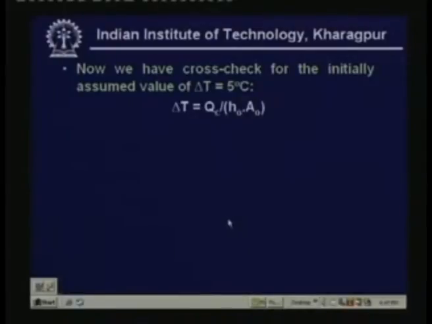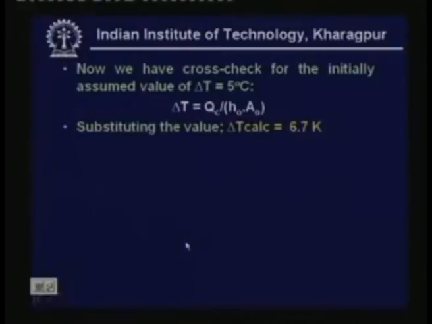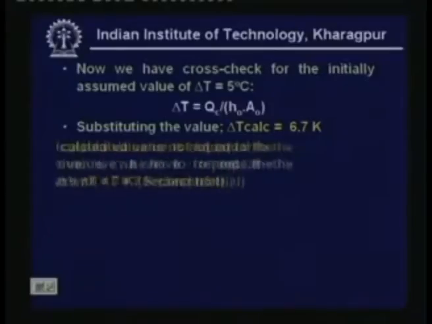If you substitute the values for Q C, h naught and A naught, you find that delta T calculated is 6.7 Kelvin. So we started the solution by taking an initial guess value of 5 degree Kelvin, but at the end, when you calculate delta T, you find that it is 6.7 Kelvin. Since there is a difference of almost 2 degrees between the guess value and the calculated value, we have to go for a next trial. In the next trial, let us assume a delta T of 7 Kelvin, and repeat the calculations.